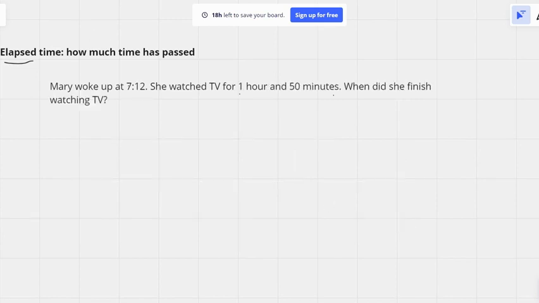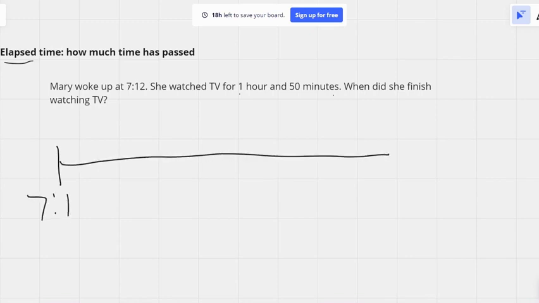But what if she watched TV for 1 hour and 50 minutes? When did she finish watching TV? This is how I would draw my number line. We are starting at 7:12. So I'm going to put 7:12 there. I'm going to start with the 1 hour. So just like last time, 1 hour jump. 1 hour after 7:12 is 8:12.